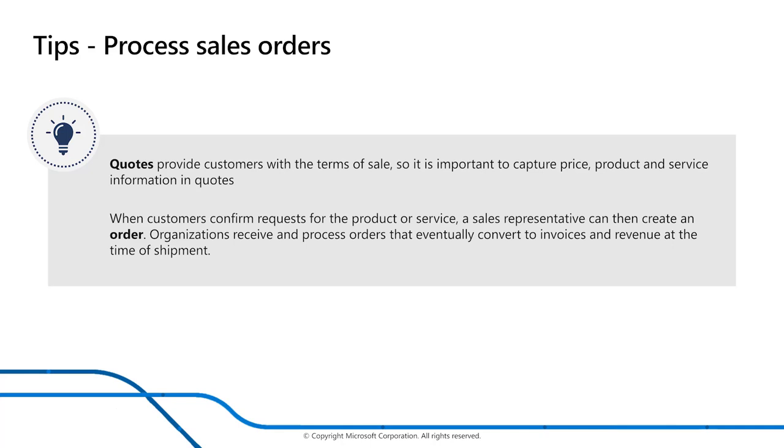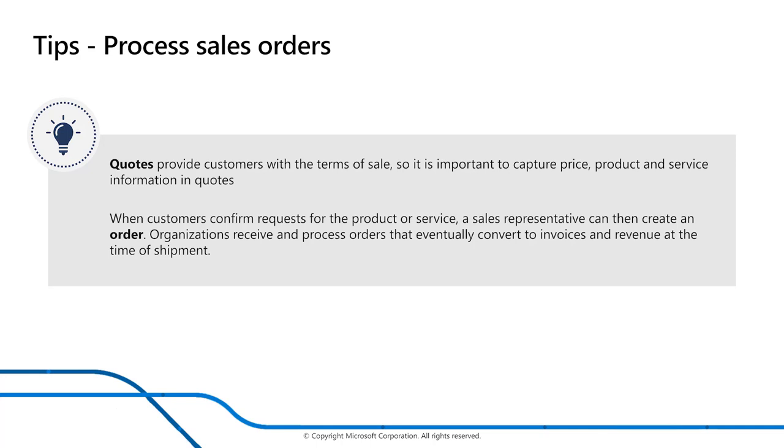Now, moving on, thinking about our process sales orders. So we're going down the sales process now. So quotes. So we provide customers with the terms of sale. So it is important to capture price, product, and service information in the quotes. So this is what we're wanting to sell to the customer. So we've got to give the full picture of what we're doing.